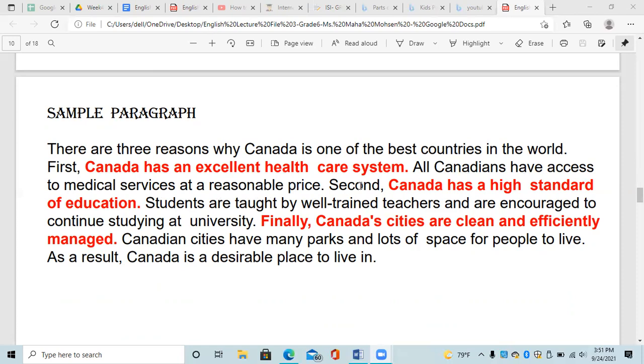Second, this is the second supporting sentence. Canada has a high standard of education. I'm explaining this sentence. Students are taught by well-trained teachers and are encouraged to continue studying at university. Finally, this is the third supporting sentence. Canada's cities are clean and efficiently managed. I'm elaborating. Canadian cities have many parks and lots of space for people to live. As a result, this is the concluding sentence. Canada is a desirable place to live in.